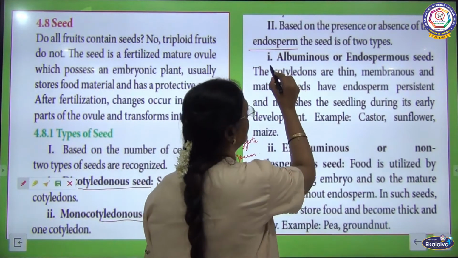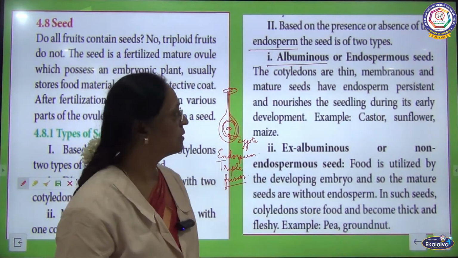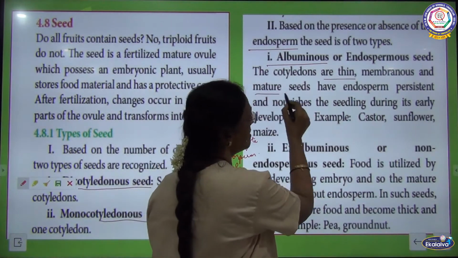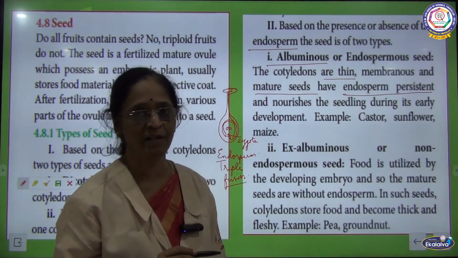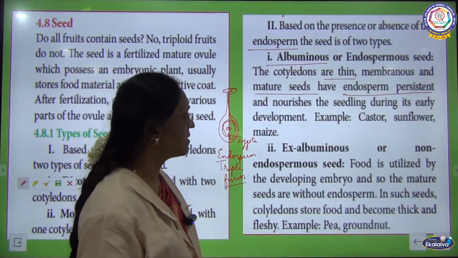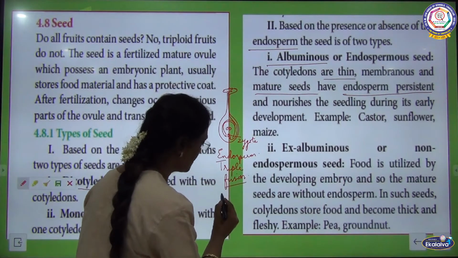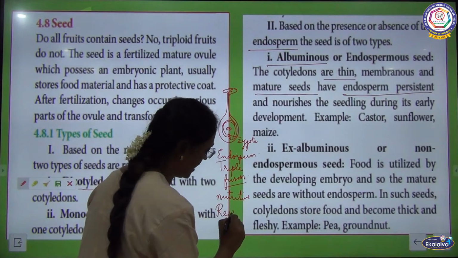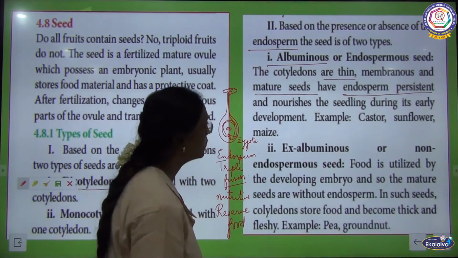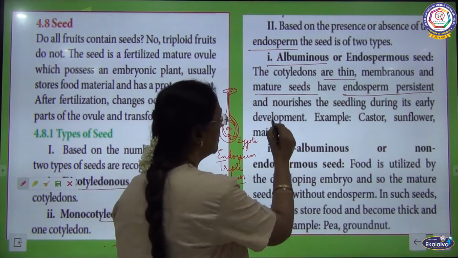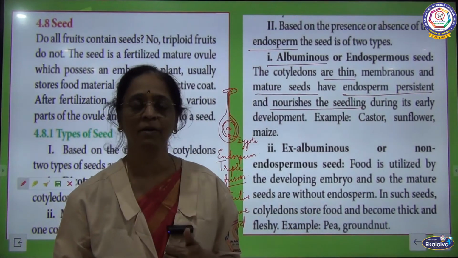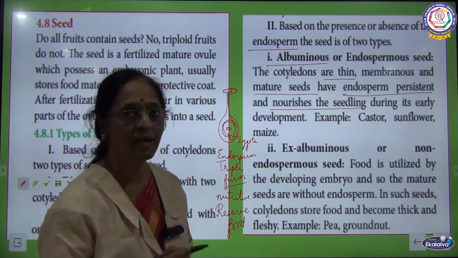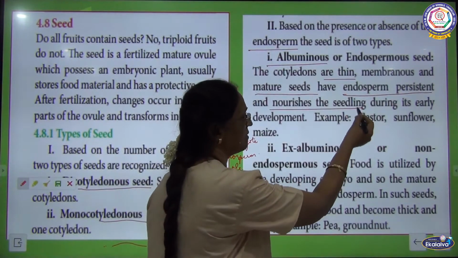The first one is what we call an albuminous seed, or endospermous seed. In this, the cotyledons are very thin, membranous, and these mature seeds have endosperm which is persistent. Persistence means it is there till the development takes place. The endosperm has a nutritive tissue, or you say it has a reserve food material in it. So this persistent endosperm nourishes the seedling during its early development, and such seeds are called albuminous seeds.